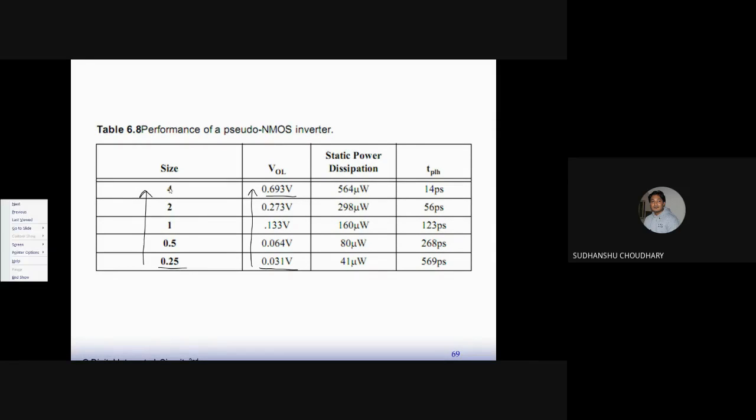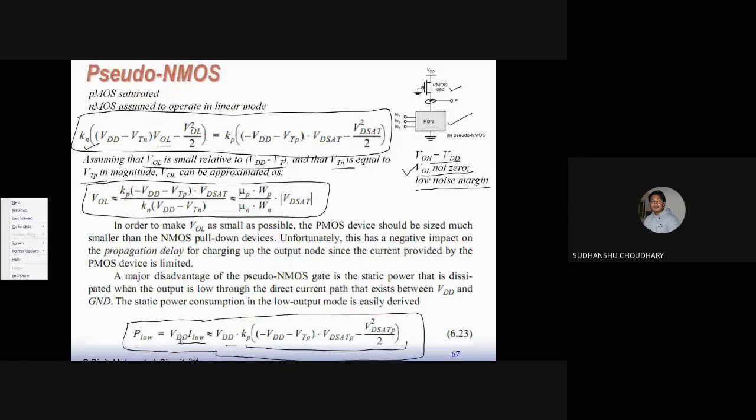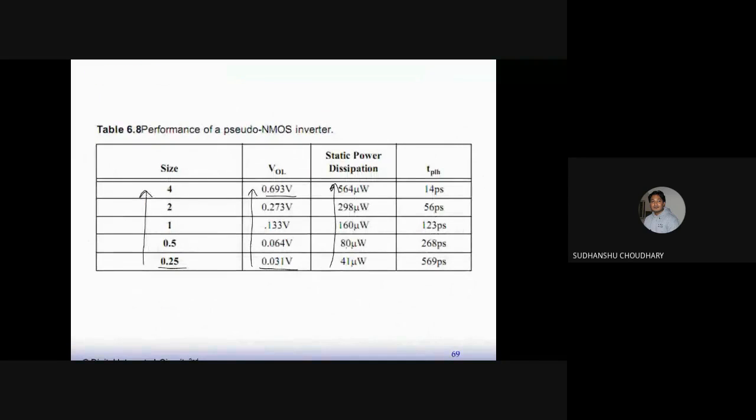Because of the increase in size of PMOS, we also see that the static power dissipation also increases, right? Because static power dissipation depends upon VDD multiplied by the current through PMOS. Because PMOS is becoming stronger, the current drive is also becoming stronger, more current now, so more power dissipation is obviously expected. So static power dissipation also goes up, and TPLH goes down, because drive current is now more, so the load capacitance can be charged faster.